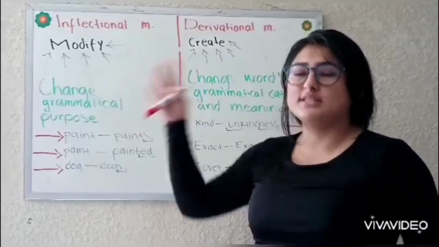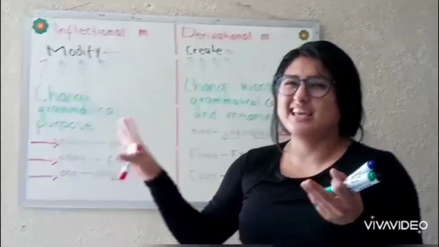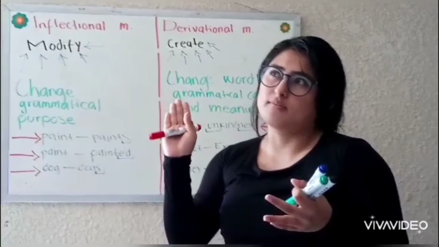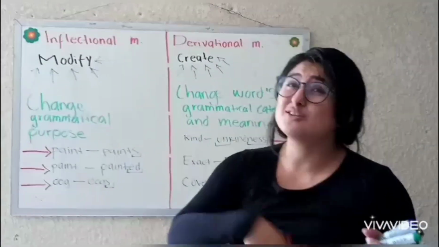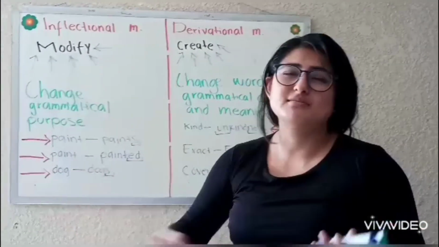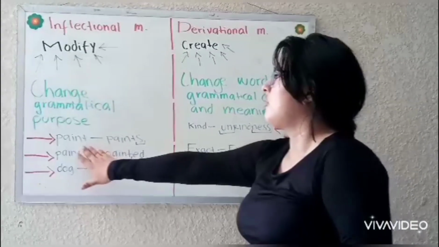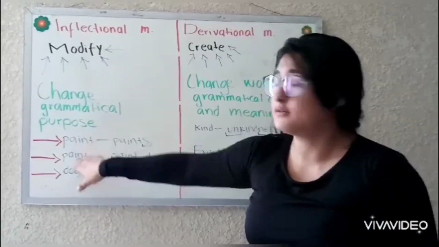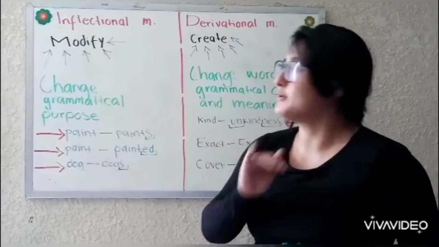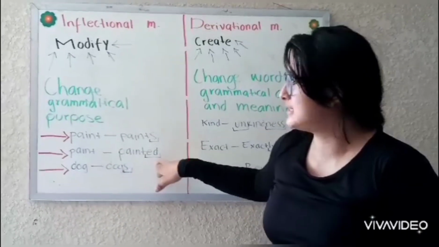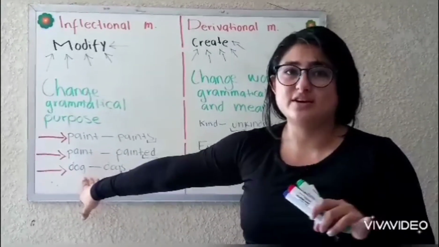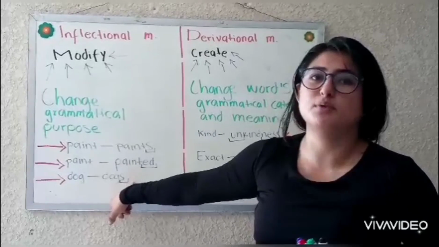They change from singular to plural, or they even change the tense from base form to conjugated third person or to past, past participle. It depends. For example, paint is a base form, paints is conjugated to third person, and painted is a past. Dog is singular, and dogs is plural.